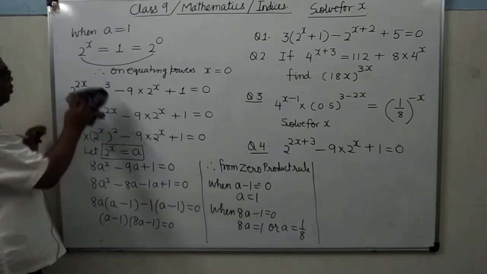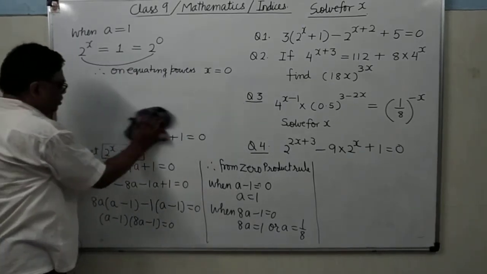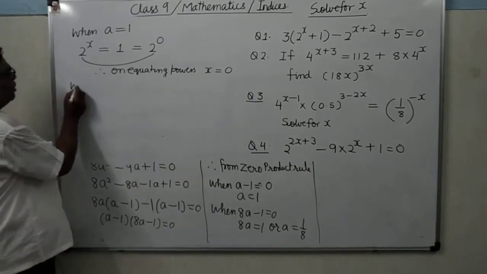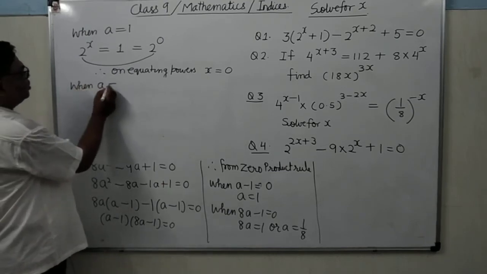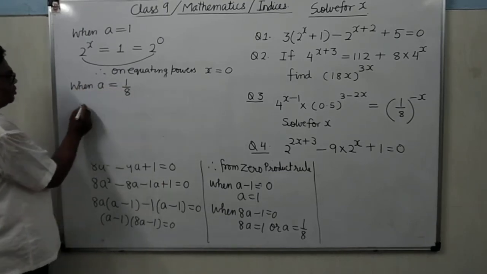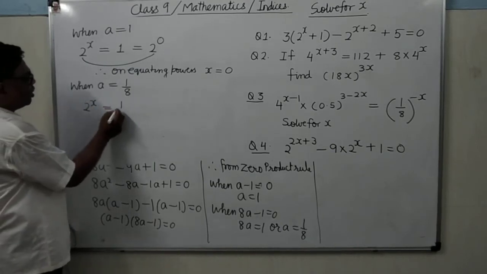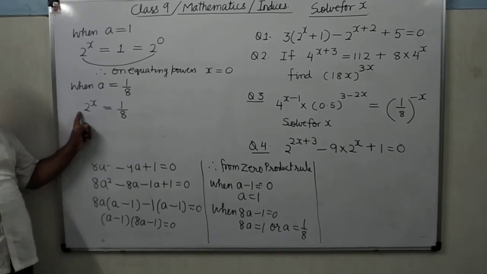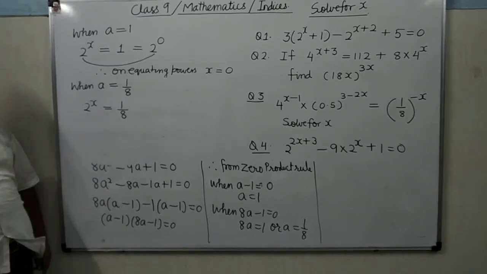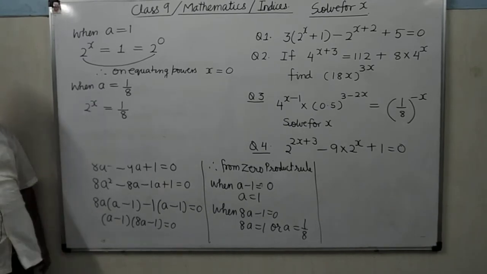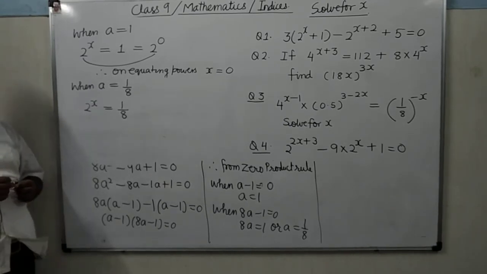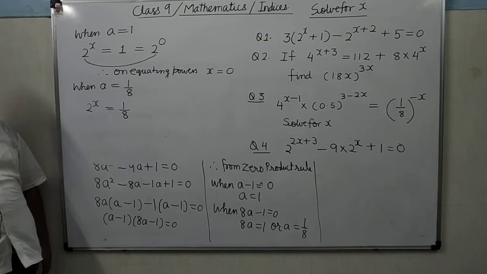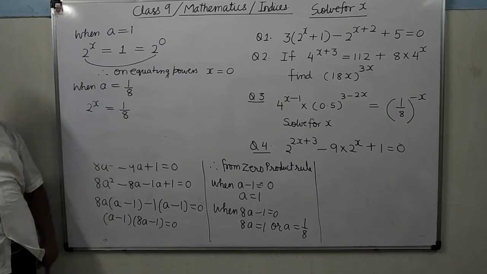Now another answer you will get from the second one. a equals 1 upon 8. When a equals 1 upon 8, so 2 to the power x equals 1 upon 8. Once again the same thing. Left hand side is in the power form, x is in the power. What is the power here? Power is x. So the right hand side also you will write in the power form such that the base is 2 and the value is equal to 1 upon 8.